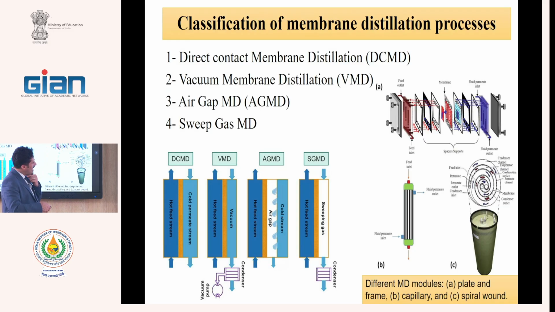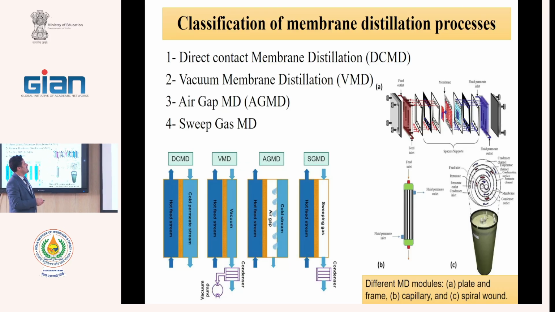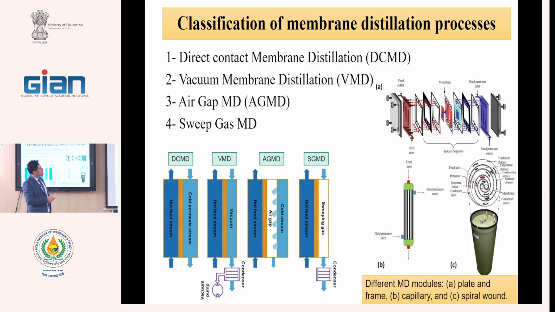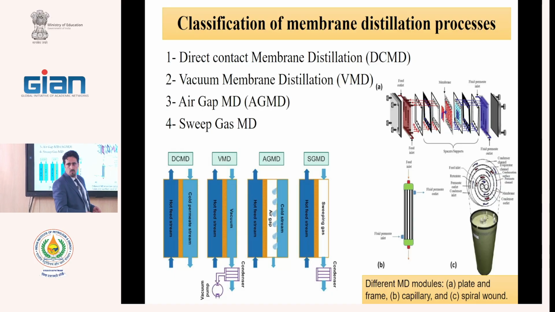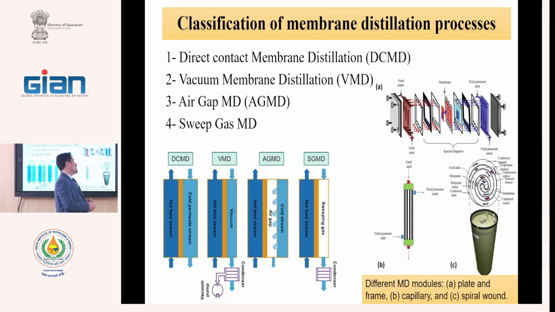In vacuum MD, we have a vacuum pump, but in this case, we have a sweeping gas, usually air or nitrogen, with low flow coming from the bottom side, the permeate side, and sweeping every penetrated vapor to the condenser for condensation. The MD membranes can be flat sheet, hollow fiber, or spiral wound. We have different modules for these membranes.